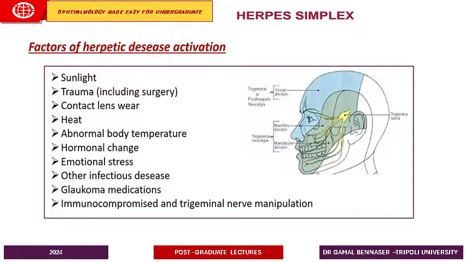Now, the factors that are responsible for reactivation are like the presence of sunlight and sometimes trauma like surgery, contact lens wear, heat or abnormal temperature, hormonal changes, emotional stress, or glaucoma medication, especially prostaglandin analogs. They are claimed, but there is no strong evidence. And in immunocompromised people, the virus will replicate through the trigeminal nerve and retrogradely reach the eye.